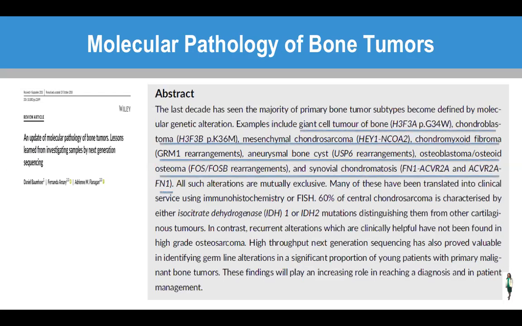They did this comprehensive review, pointing out some of the molecular pathology in certain tumors, for example, giant cell tumor of bone, chondroblastoma, mesenchymal chondrosarcoma, chondromyxoid fibroma, aneurysmal bone cyst, osteoblastoma, and also synovial chondromatosis. Also for central chondrosarcoma, IDH1 and IDH2 mutation is an important molecular driver.